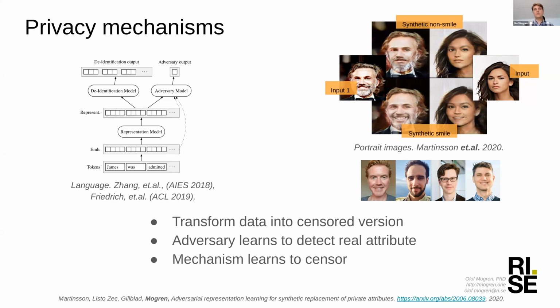So in the image to the right, we have an example from images where the smiling attribute is censored from the image, and the rest of the information is supposed to stay in the image. In the image to the left here, we see results from Zhang and Friedrich, where they use a similar approach to train embeddings or representations for language with an adversary that makes the model better at hiding the sensitive information.